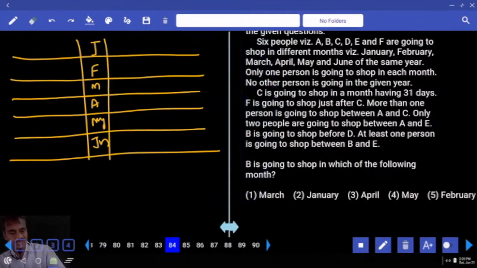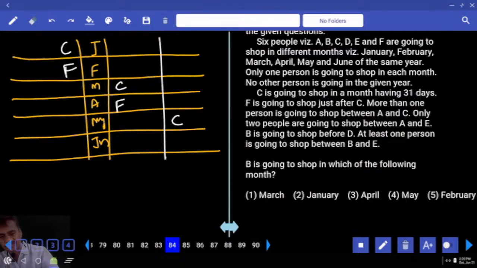Now, she is going to shop in the month which has 31 days. 31 days means how many possibilities? She can be in the month of Jan, March, or May. There are 3 different possibilities. Then F is going to shop just after C. F is just after C. Then more than 1 person between A and C. In between A and C, how many people? More than 1, that is greater than or equal to 2.